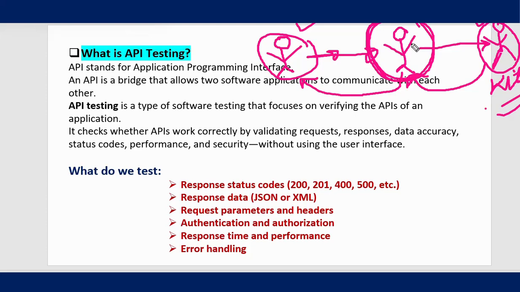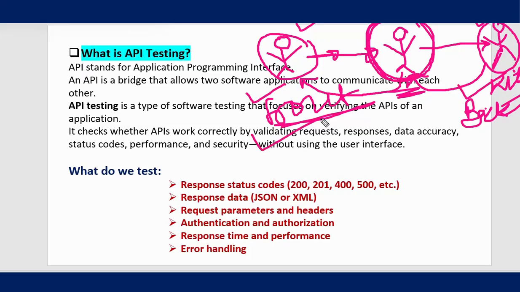So the waiter is working as the communication person between you and the kitchen. This is the API. That's how an API works. It works between the front end, the user interface, and the back end. Back end means the data. So the API works as a communicator between the user interface and the database.